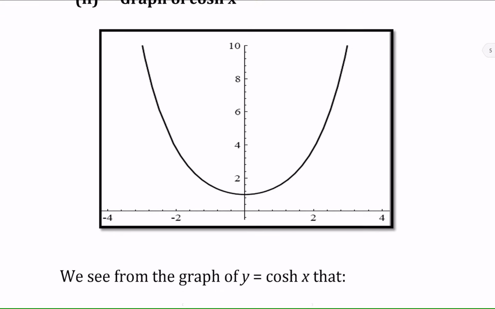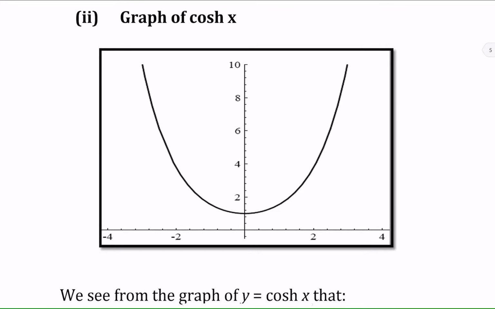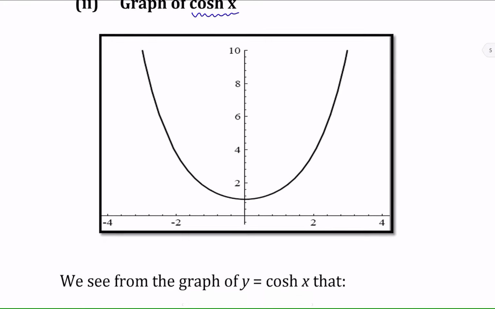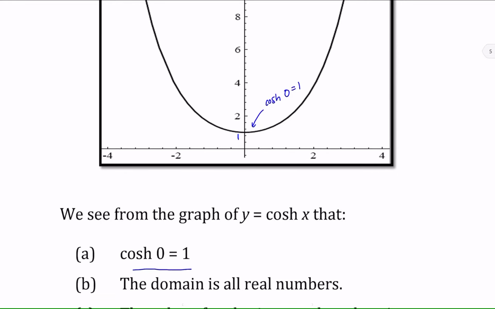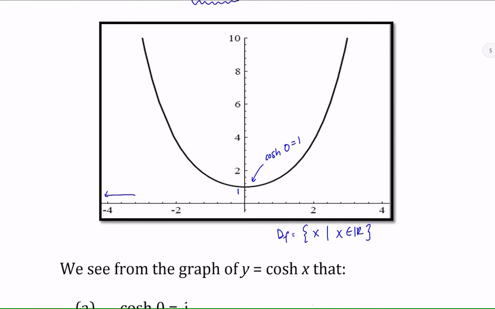Okay, for the graph of cos, this is the graph for cos. We can see here that cos 0 is 1. So here is the value for 1. Here is cos 0 equal to 1. And the domain is all real numbers also. If you look at the domain for x, x is all real numbers. Why? Because if you look at the value for x, it goes up to negative infinity, and for the positive side it also goes up to positive infinity.